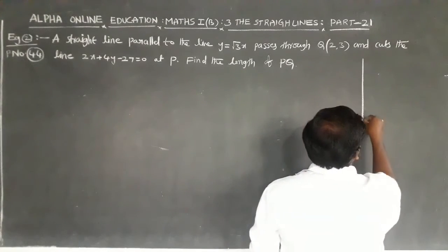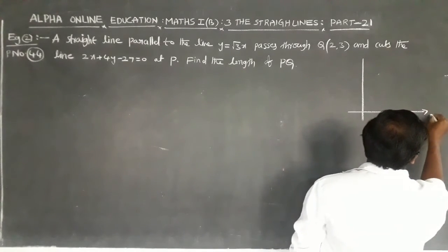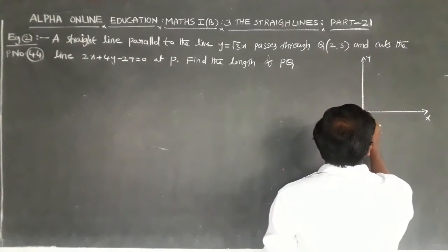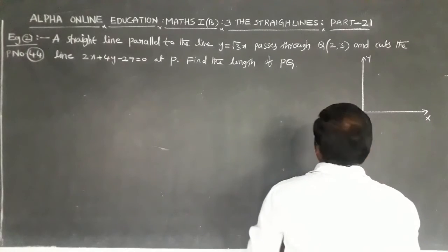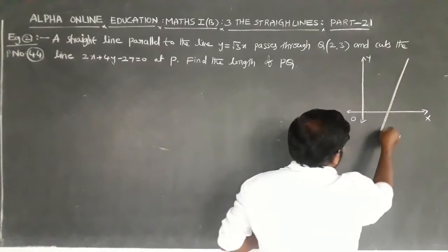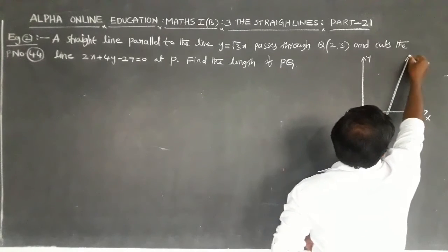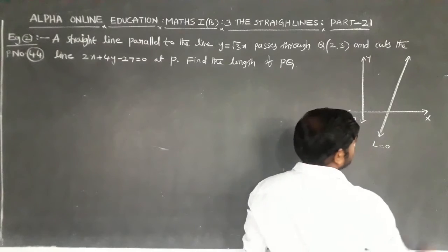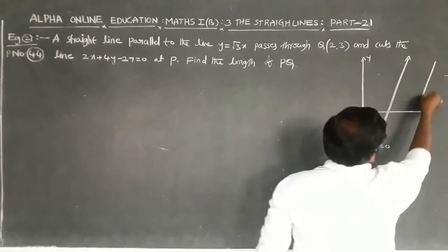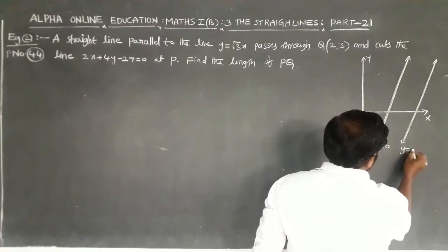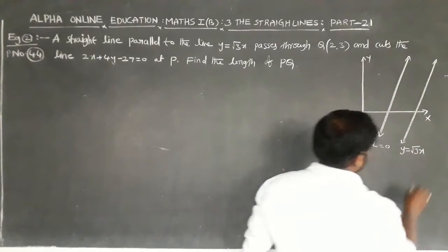This is the x-axis. This is the y-axis. This is the origin. This is the straight line L equal to 0, a straight line parallel to the line y is equal to root 3x.